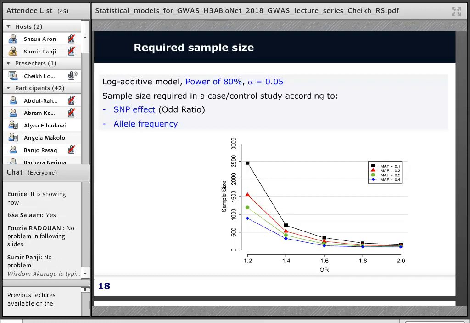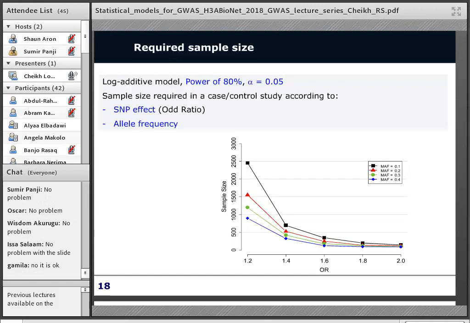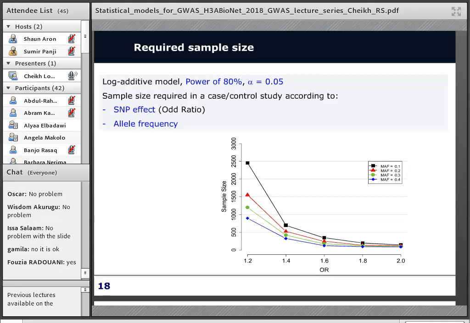the slide seems to be showing on my slide. Okay, do you have problem with the slides? So I am on slide 18. and it's fixed on my screen. Okay, no problem, no problem.